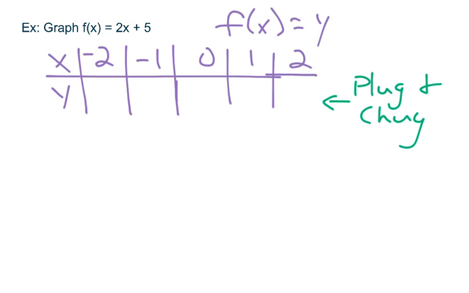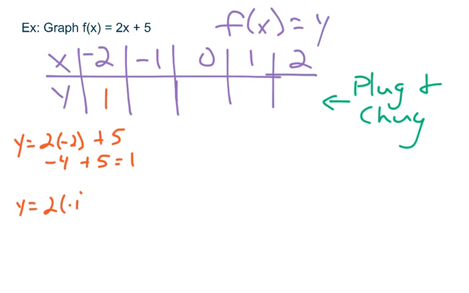Okay, so we'll start with negative 2. So y equals 2 times negative 2 plus 5. 2 times negative 2 is negative 4 plus 5, and that is equal to, not negative 1, positive 1. So that's going to be a 1. Do the same thing with the next one. So y equals 2 times negative 1 plus 5. 2 times negative 1 is negative 2, plus 5, that is 3.